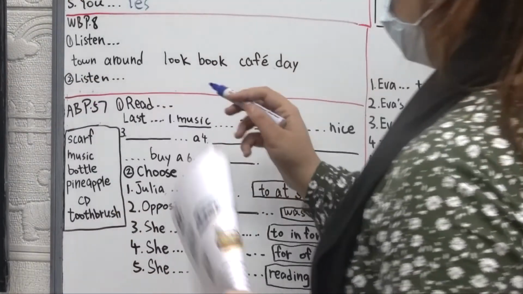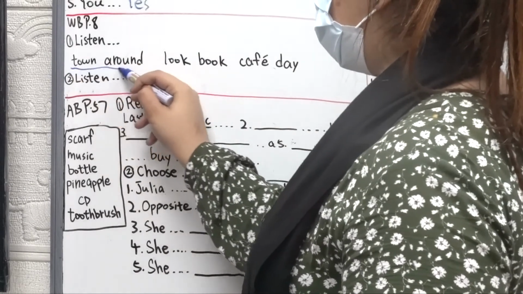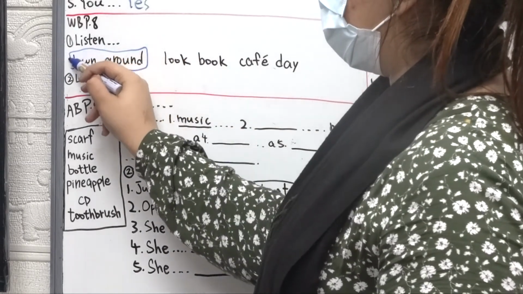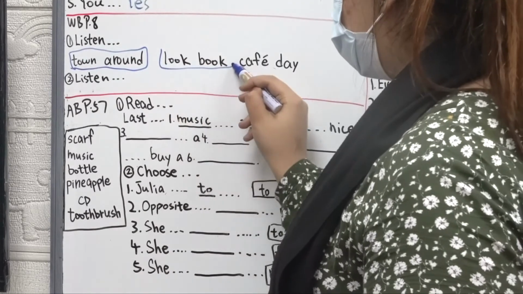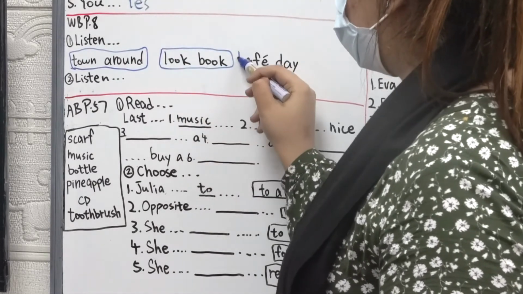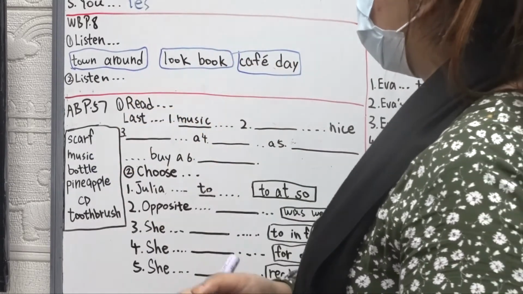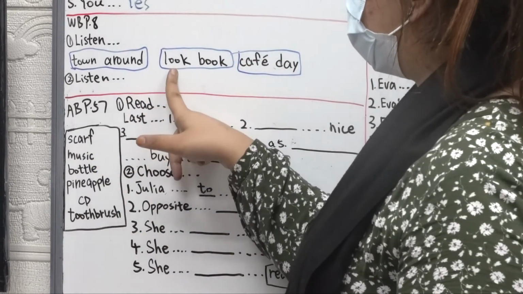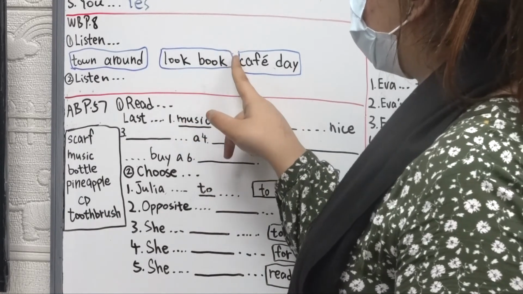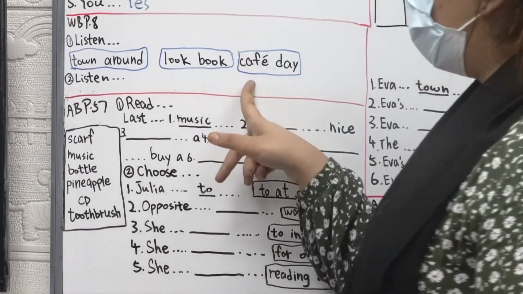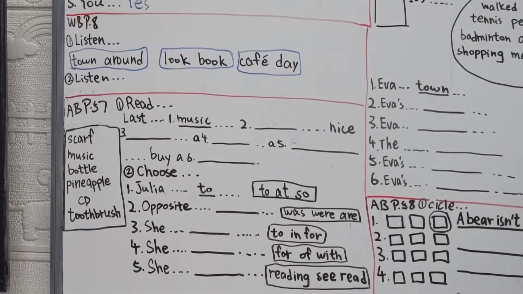Unit 7. Lesson 8. 1. Listen and say. Town. Town. Around. Around. Look. Look. Book. Book. Cafe. Cafe. Day. Day.